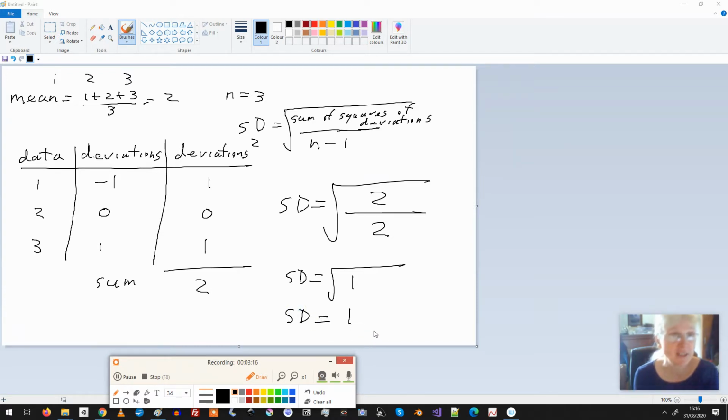And that sort of makes sense, because if you look at the data, you can see that they all sort of deviate from each other by the number 1. So that definitely makes sense. I hope this sort of explains it and demystifies it a bit.